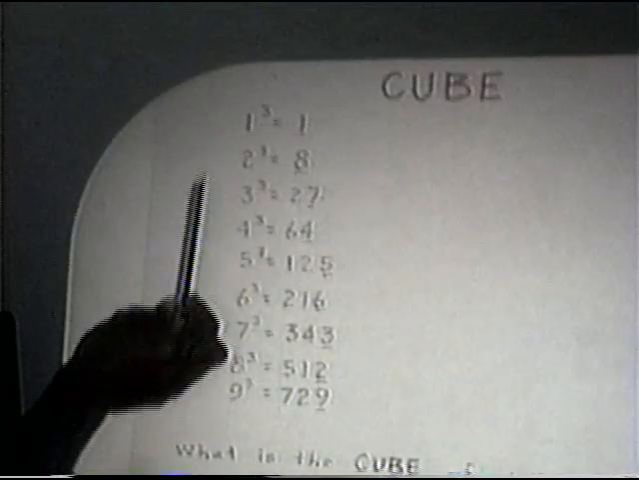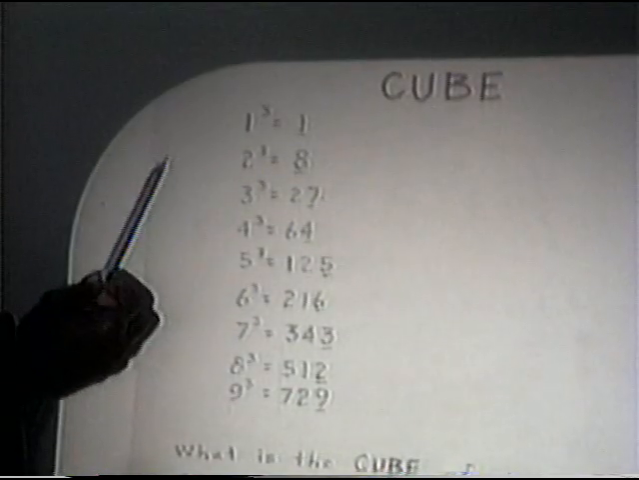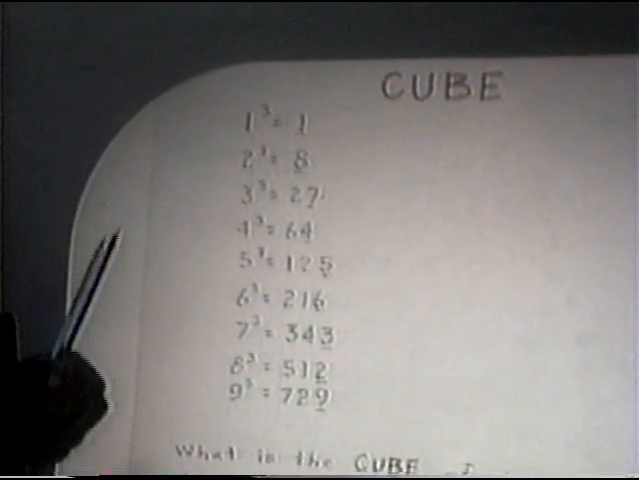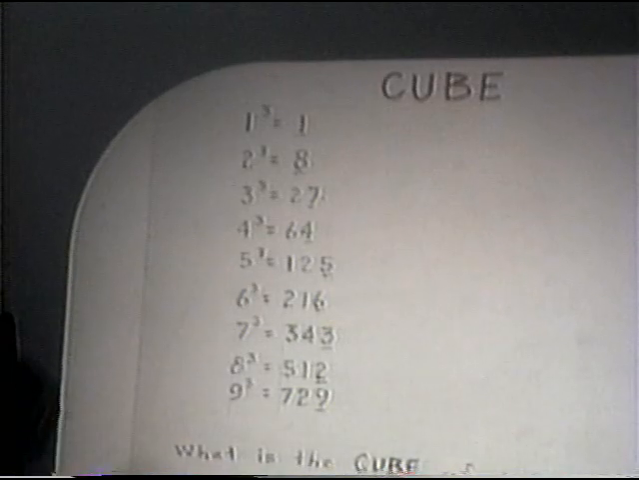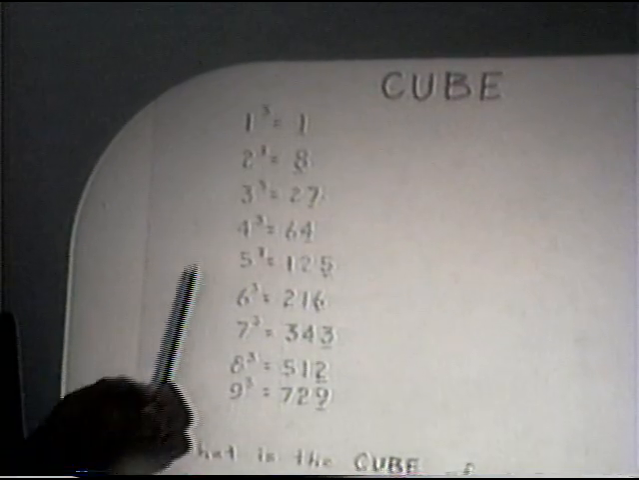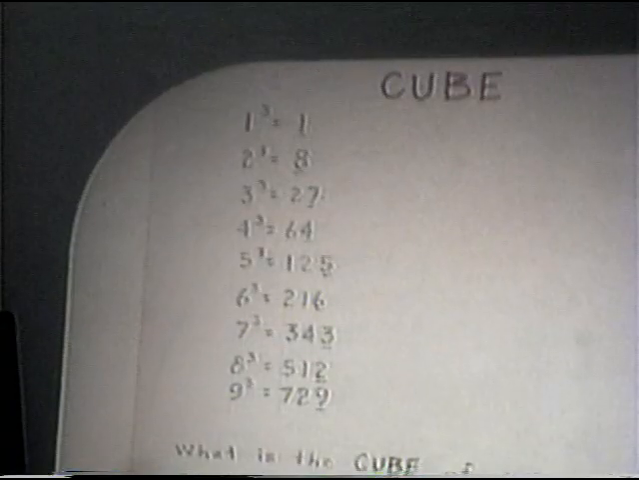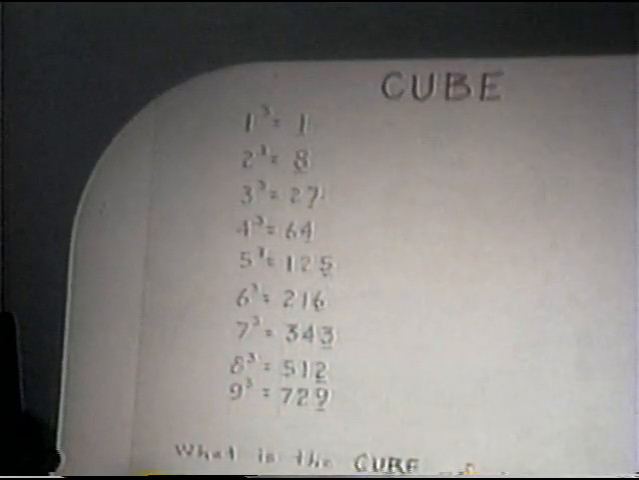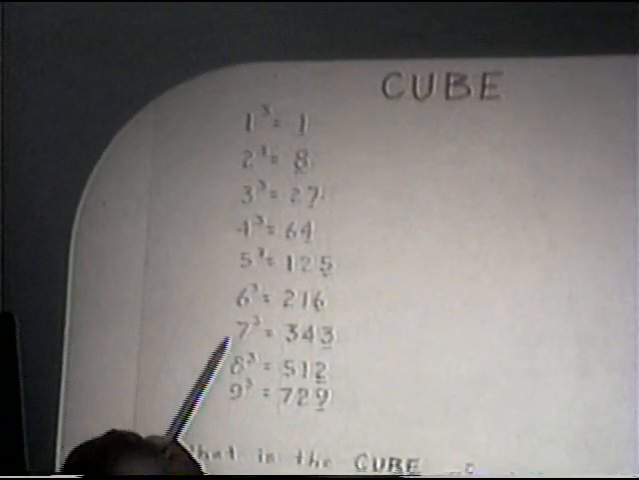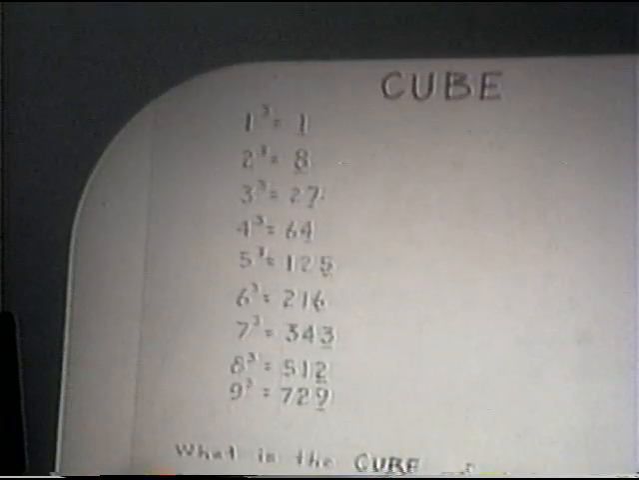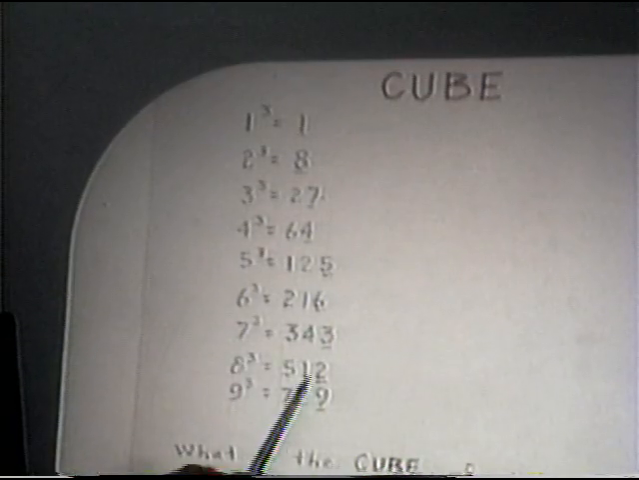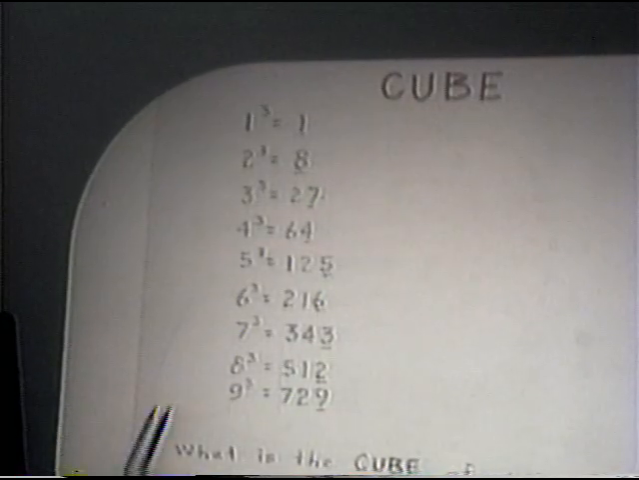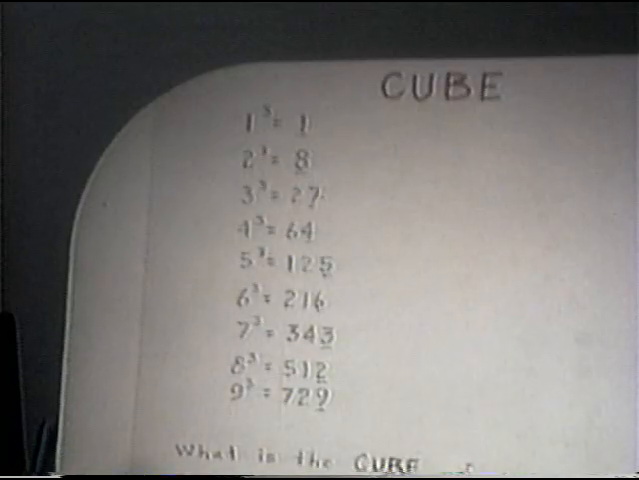1 cube is 1. 2 cube is 8. 2 times 2 times 2 is 8. 3 cube is 27. 3 times 3 times 3. 4 cube is 64. That's 4 times 4 times 4. 5 cube is 125. That's 5 times 5 times 5. 6 cube is 216. That's 6 times 6 times 6. 7 cube is 343. That's 7 times 7 times 7. 8 cube is 512. That's 8 times 8 times 8. 9 cube is 729. That's 9 times 9 times 9.